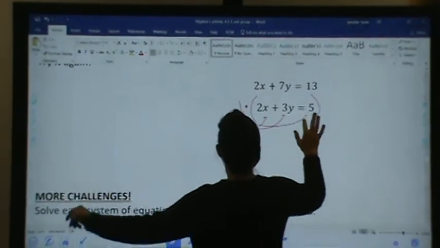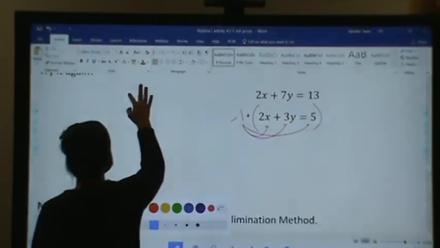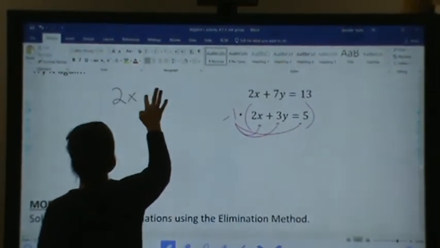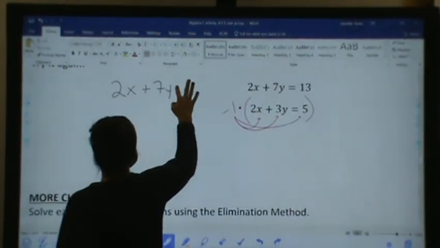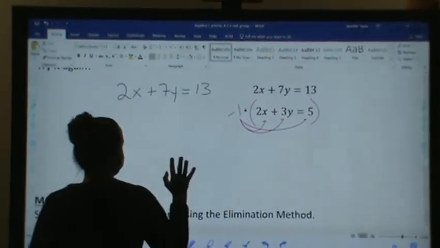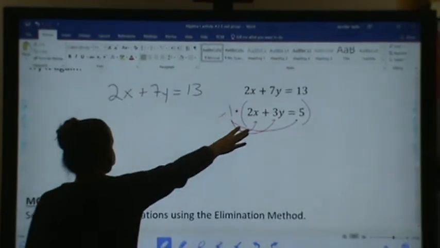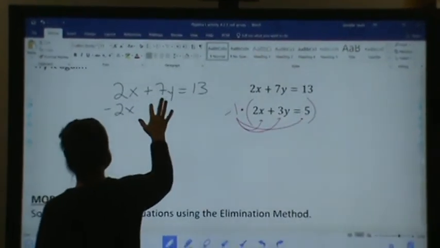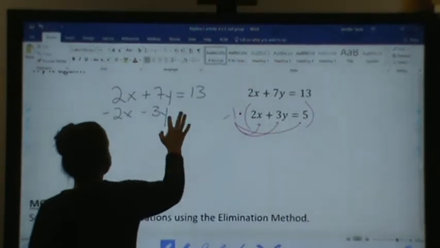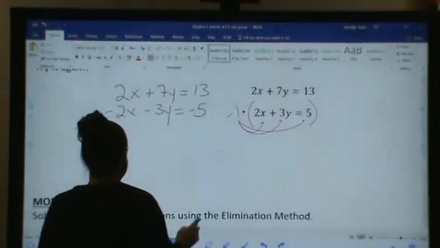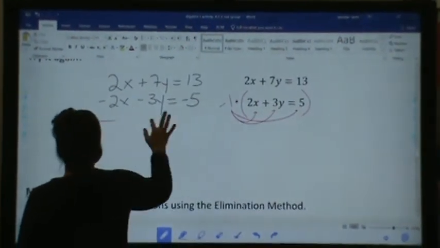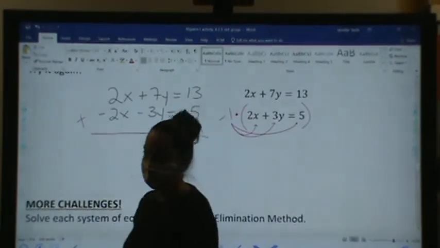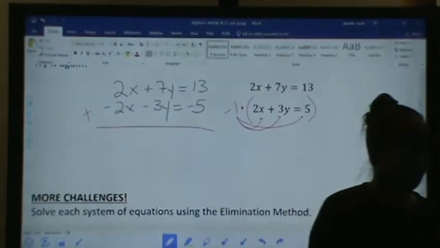All right, off here to the left, I'm going to rewrite this. Notice, I did nothing to the top equation. Nothing. But the bottom equation, I said 2x times a negative 1 is a negative 2x. Then I get a negative 3y, and I get a negative 5. Now add them together and see what you get.